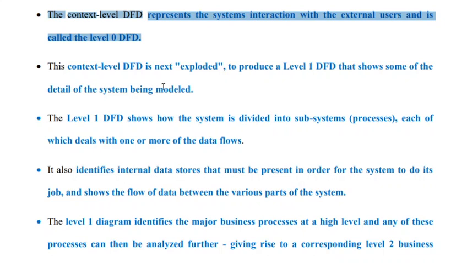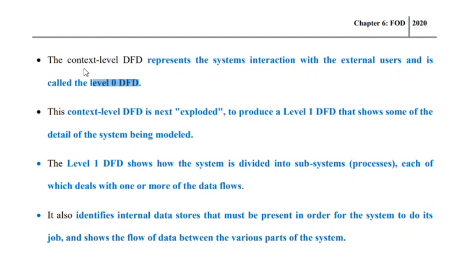It's also called the level 0 data flow diagram, right? So the context diagram is also called the level 0 data flow diagram. For now, just remember that the context diagram represents the context of the system. It is tagged with an identifier 0 and labeled with a noun, and it is the only diagram that shows interaction between the system and the external entity of the user.